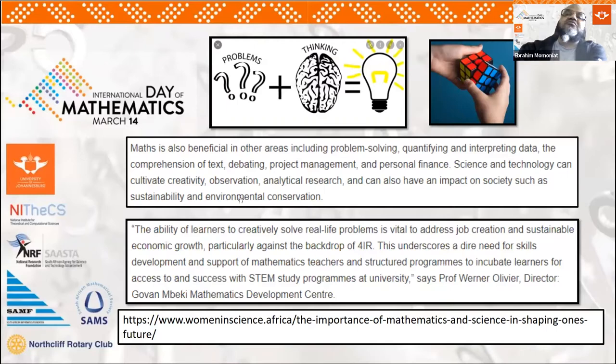And this is another comment made by Prof. Werner Olivier from the Mathematics Development Center. It's that mathematics helps you to solve real life problems. And this is needed for job creation, sustainable economic growth, etc.